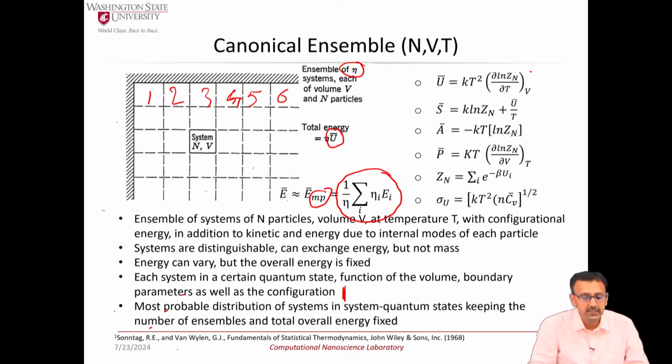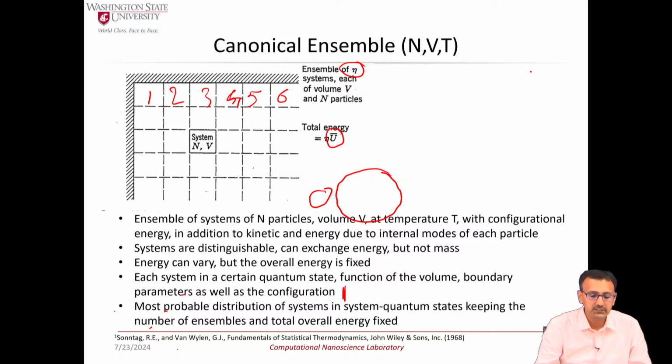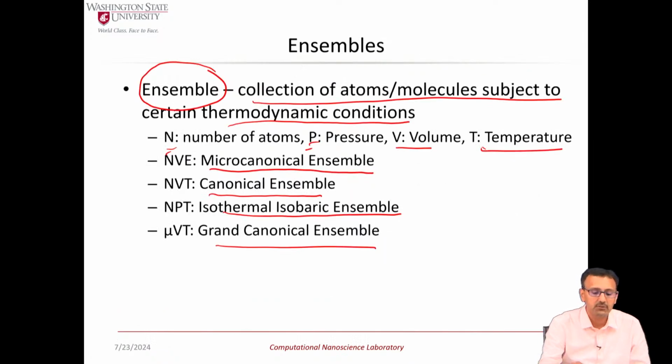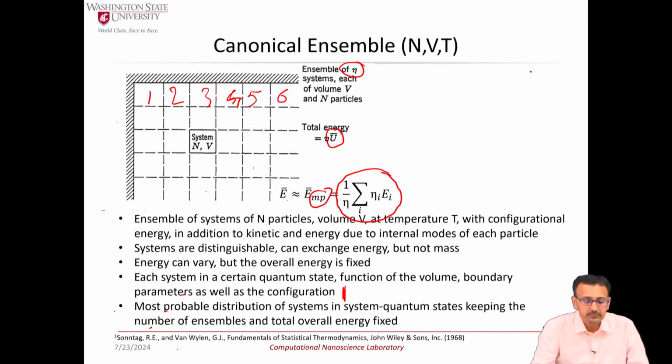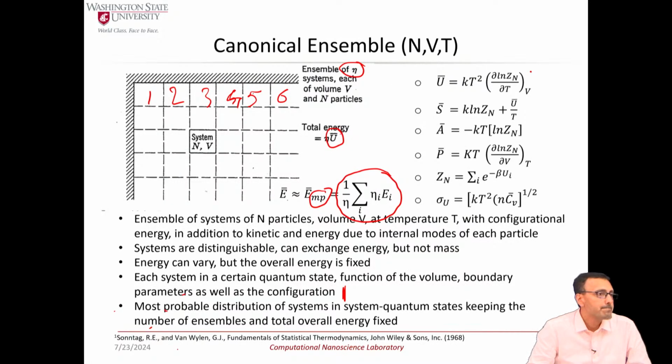So, herein lies the utility of the ensemble average, to infer the properties of a system that is subjected to certain boundary conditions. In the case of the canonical ensemble, it is NVT. For a microcanonical ensemble, it will be EVT. So, the boundary conditions will change, but you are able to now calculate properties depending on these boundary conditions. Questions?